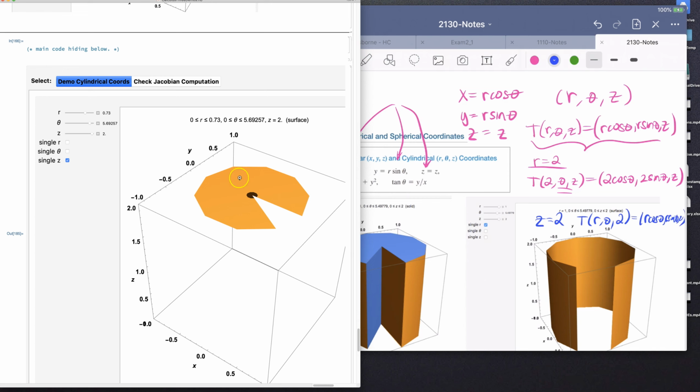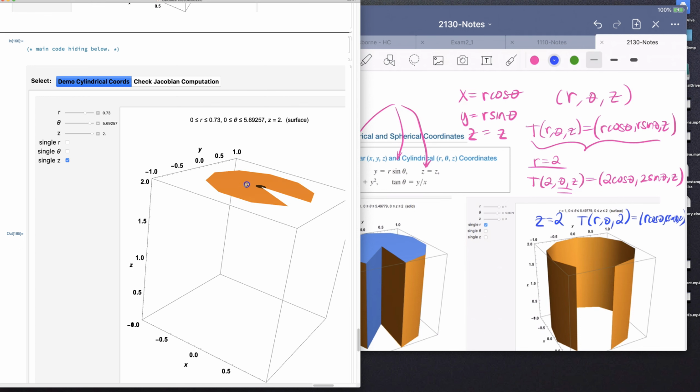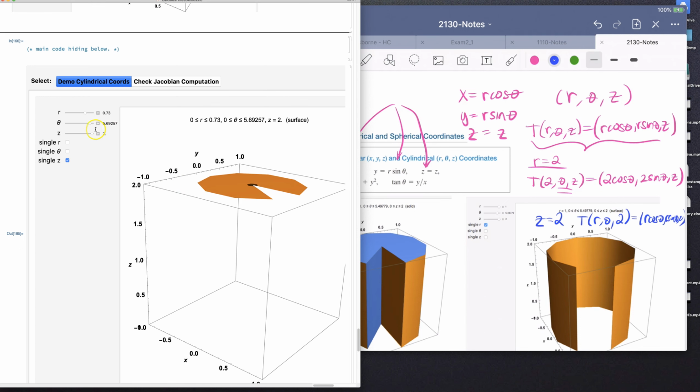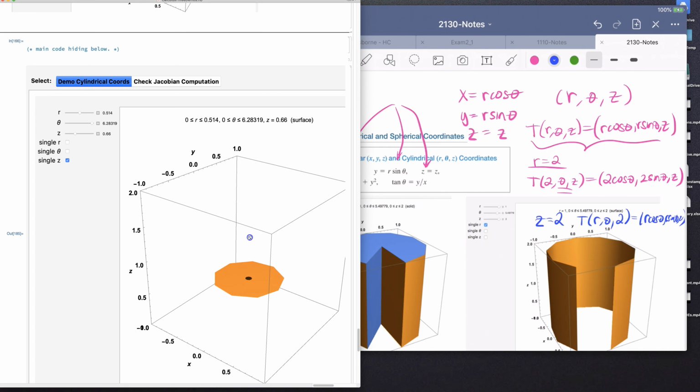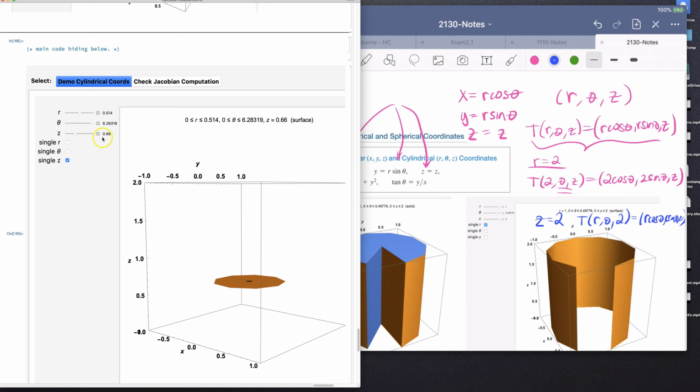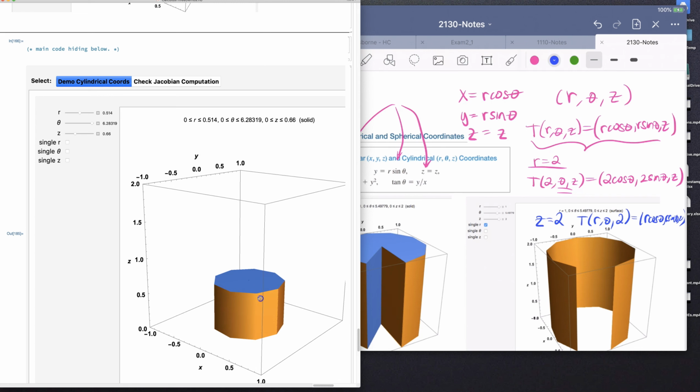Okay, and we can see that because z is fixed, z is now a constant, and it's only the two variables r and theta that are allowed to move. And so what we have here is a solid disk, but in a particular plane, z equal to whatever that constant is, okay? The last variable would be the theta variable holding that constant.